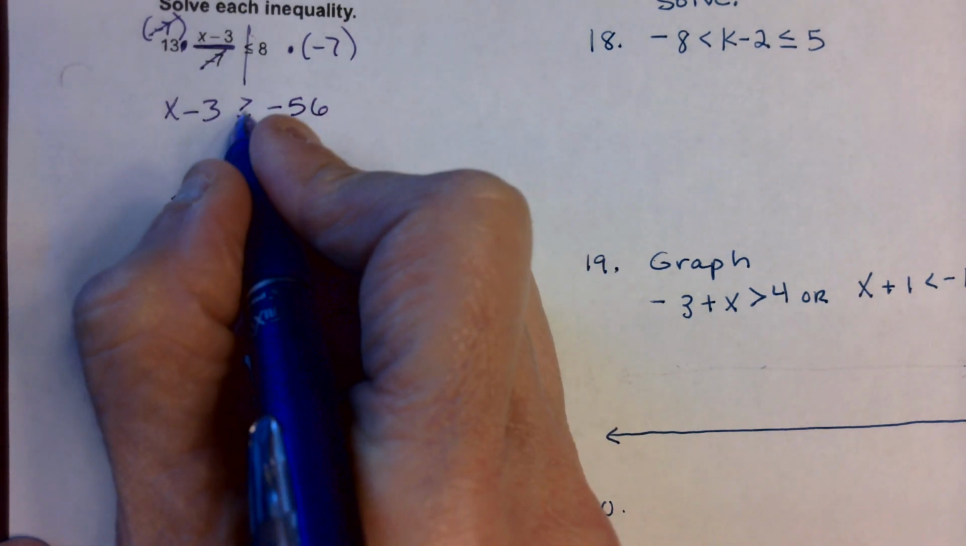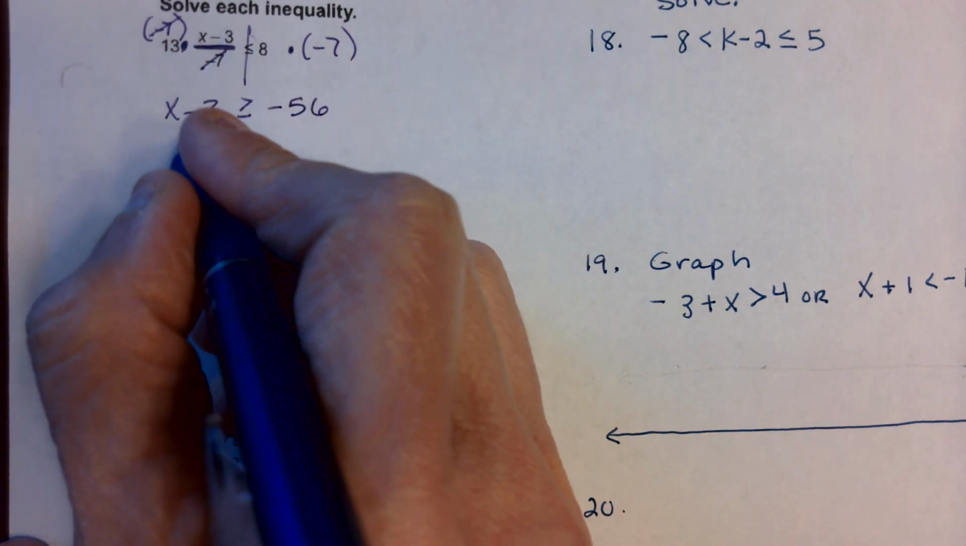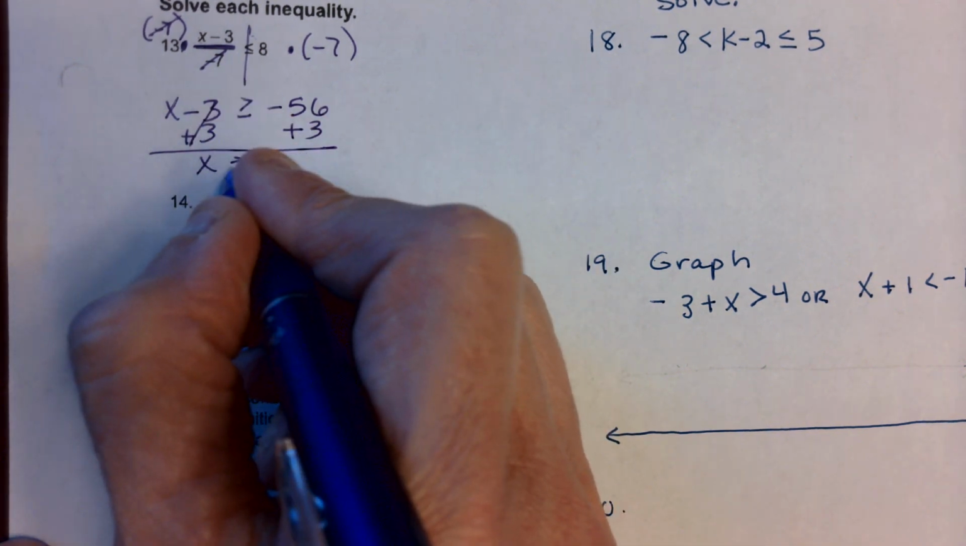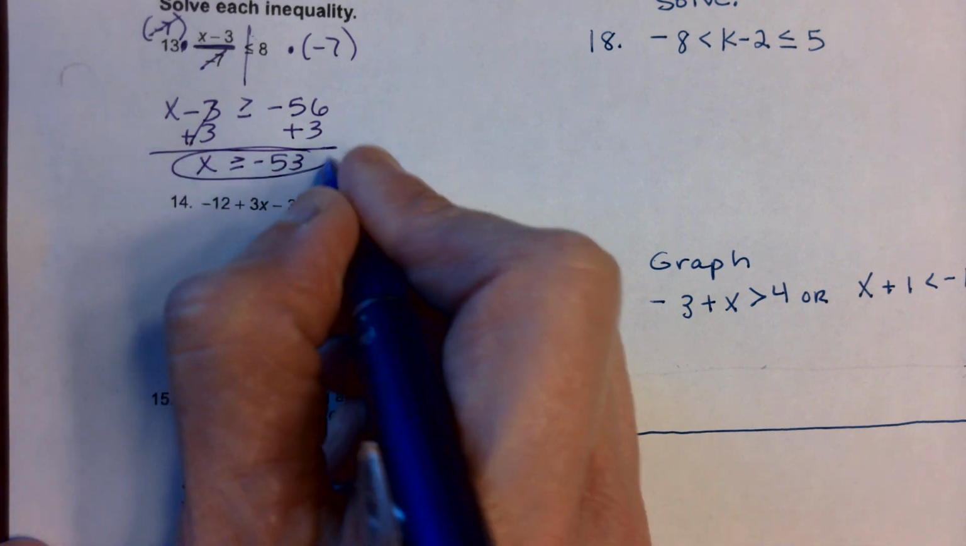Okay. Now, this is a two-step. So first we had to multiply, divide. Now we're going to add the 3. And we have x is greater than or equal to -53.